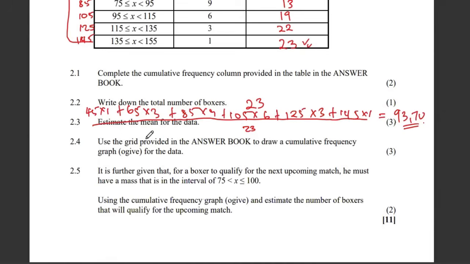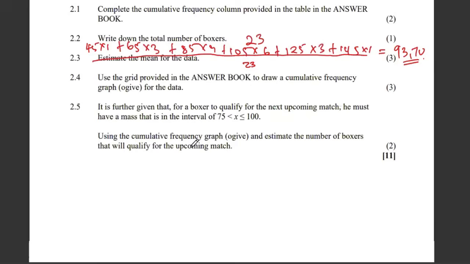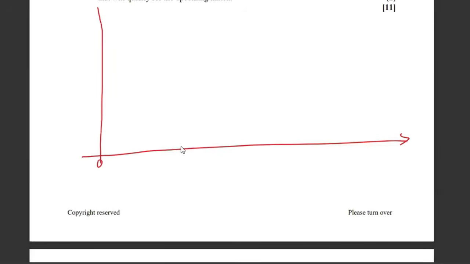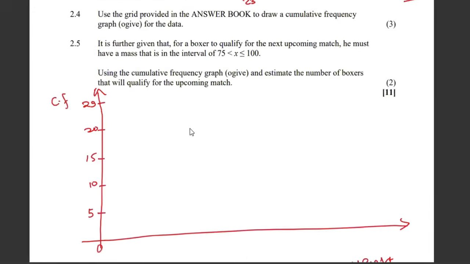And then on the grid, they want you to draw the cumulative frequency or the ogive. Let's see, I think we can squeeze it down here. Okay, so this is the weight. This is going to be our cumulative frequency. So let's start with a 5. Then we go to a 10, then a 15, then 20, and probably a 25. We know that our maximum is 23. Then with the intervals, we have 1, 2, 3, 4, 6 intervals, okay?